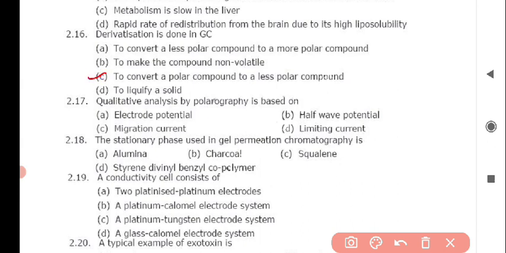It is done to convert a polar compound to a less polar compound. The next question: qualitative analysis by polarography is based on. The correct answer is option B, that is half-wave potential. The next question: the stationary phase used in gel permeation chromatography is. The correct answer is option D, that is styrene divinyl benzene copolymer.